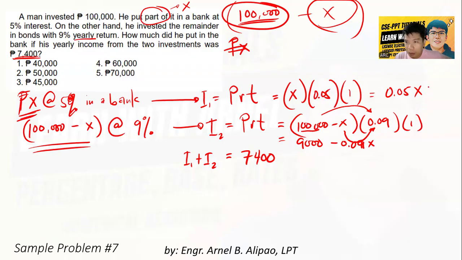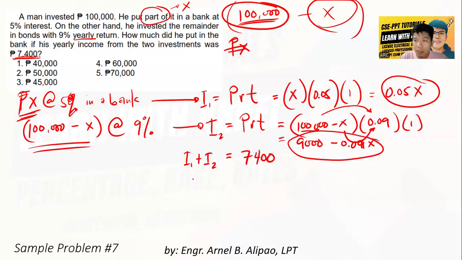So we have now this one as our I1, and we have this as our I2. So let's get the summation of the two, I1 and I2. Our I1 is 0.05x plus our I2 is 9,000 minus 0.09x, is equal to 7,400.